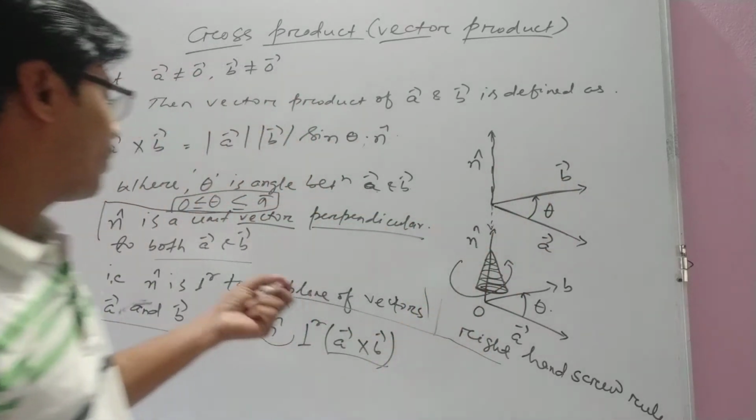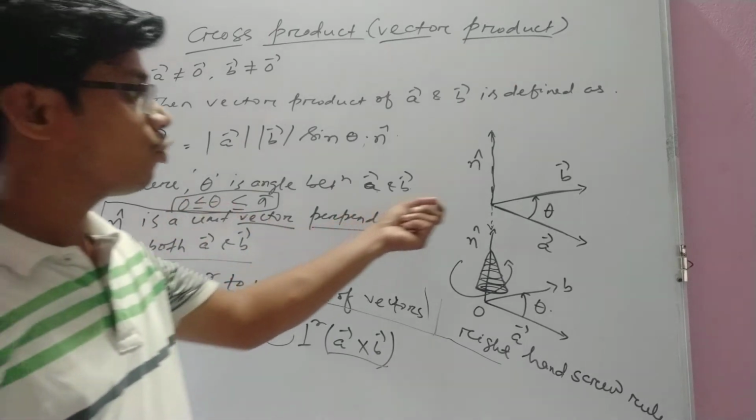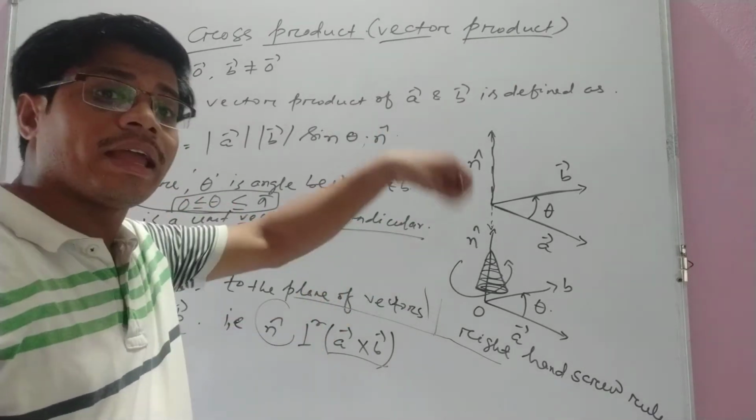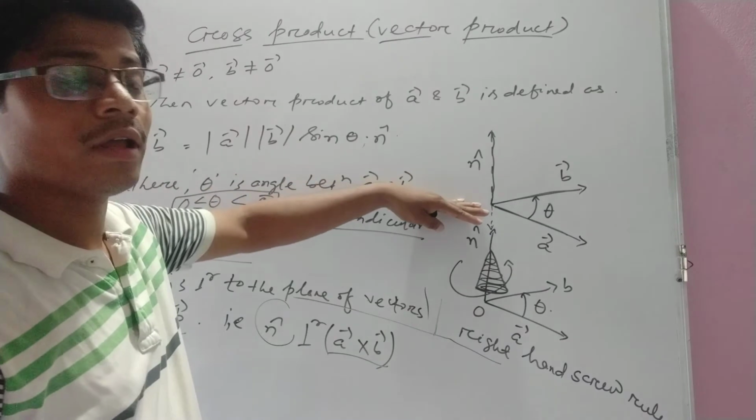Remember, n cap is perpendicular to both A vector and B vector, or the plane of A vector and B vector.